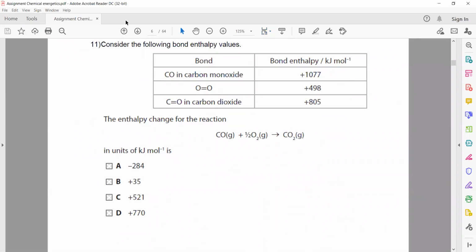By considering the following enthalpy values, carbon monoxide bond enthalpies are given. We need the answer for the complete combustion of carbon monoxide. So first thing, because the reaction is a combustion reaction, and a combustion reaction cannot be endothermic, without calculation I can say A will be the answer. Why? Because this is the burning of carbon monoxide, and burning is always exothermic, so I should get a negative answer. The rest of the options are positive. That's why A is the right answer.